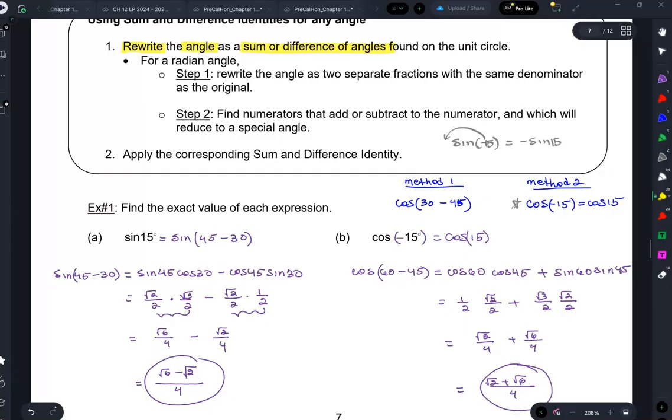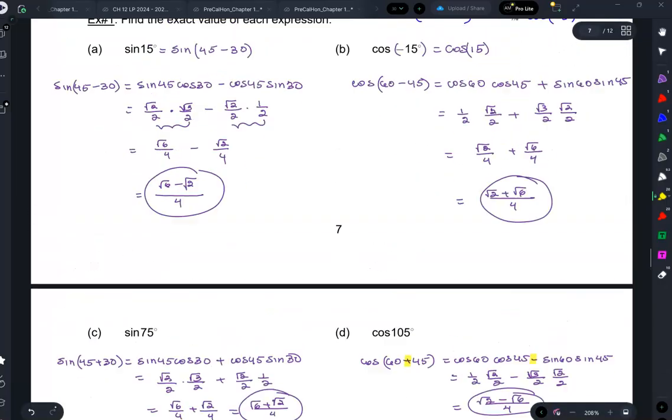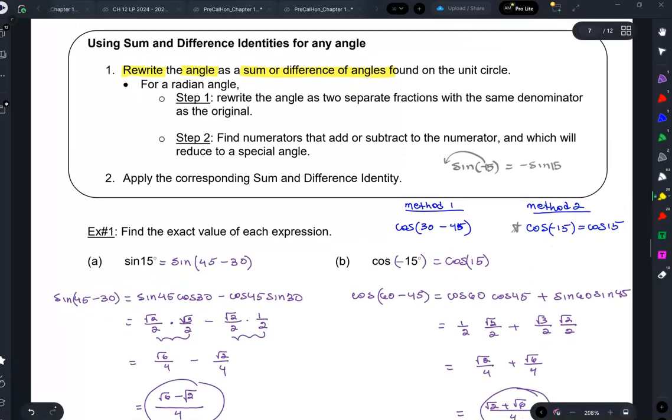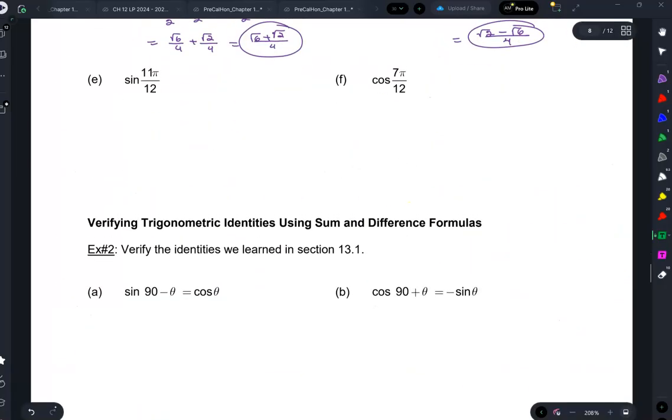Okay, so now what if you have a radian angle? What if you have something like 5 pi over 12? So take a look here. First, for the radian angle, rewrite the angle as 2 separate fractions with the same denominator. So something over 12 plus something over 12. Then find numerators that add or subtract to the numerator you want, which will reduce to a special angle. Okay? So let's take a look here.